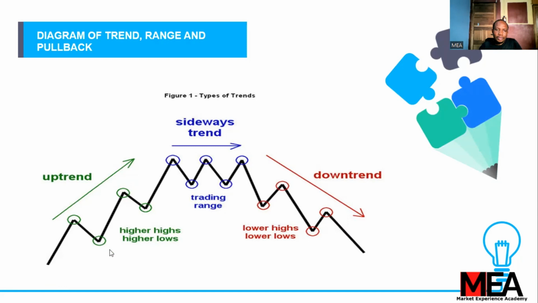And this is a pullback in an uptrend, a pullback or retracement in an uptrend. So that's that for pullback and the types of trend we have.